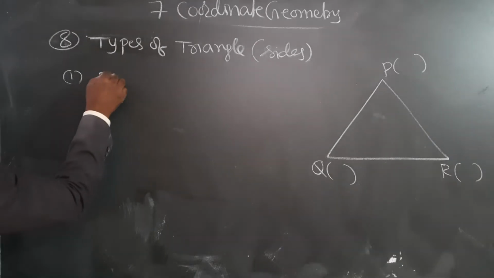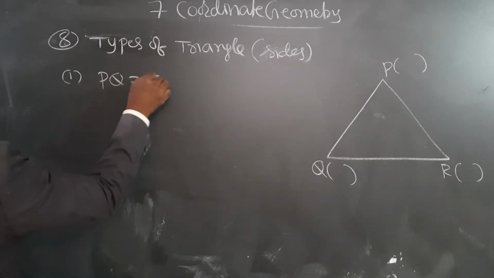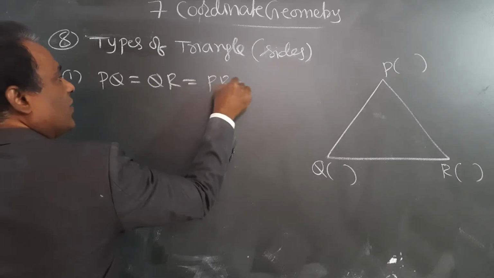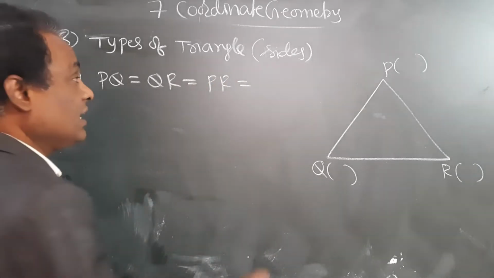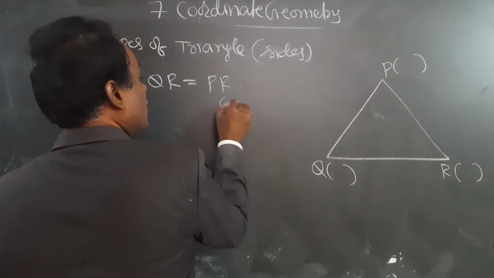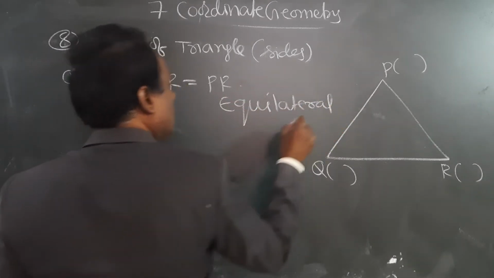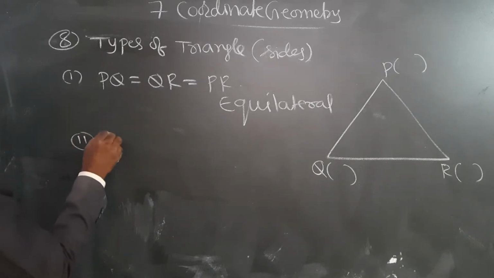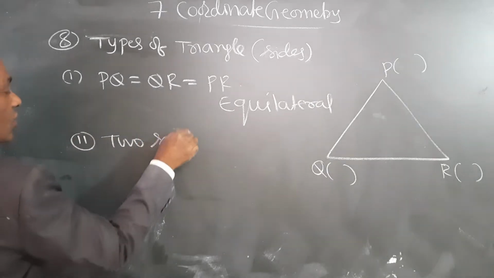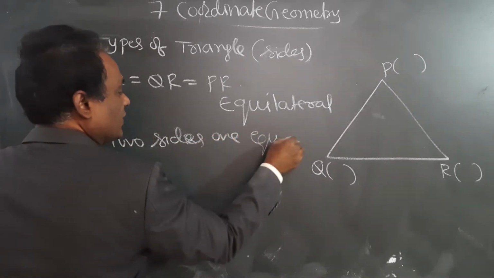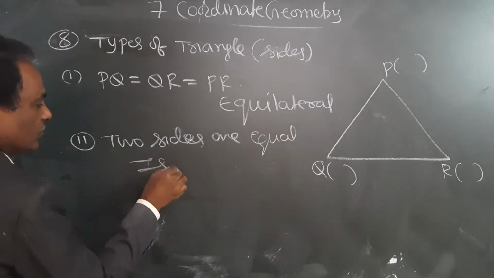Suppose the 3 sides are equal, PQ is equal to QR is equal to PR. If all the 3 sides are equal, it is called an equilateral triangle. If any 2 sides are equal, it is called an isosceles triangle.